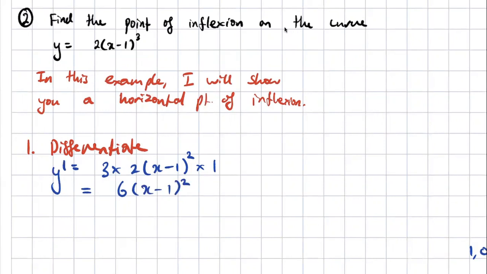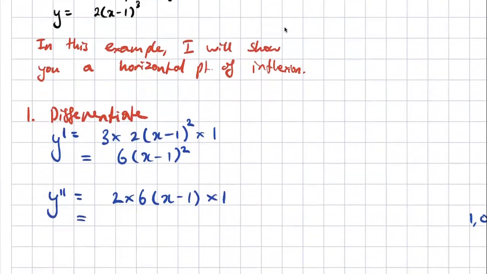Now let's find the second derivative. Again, it's another application of the chain rule, or function of a function rule, depending on who you talk to. Bring the power down, multiply by what we had before. Inside the bracket stays the same. We subtract 1 from the power, so instead of 2, it'll be 1. And then we multiply by the derivative inside. So our second derivative is now equal to 12 outside of x minus 1.